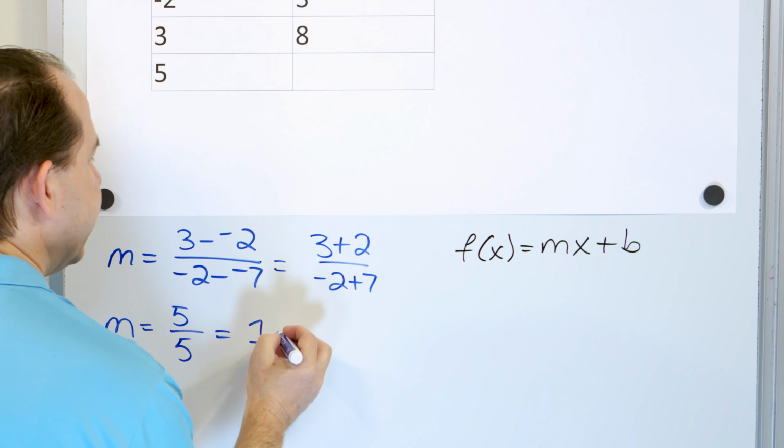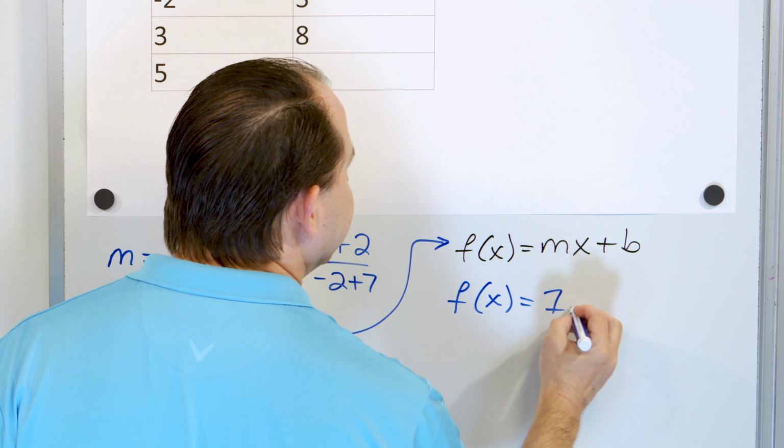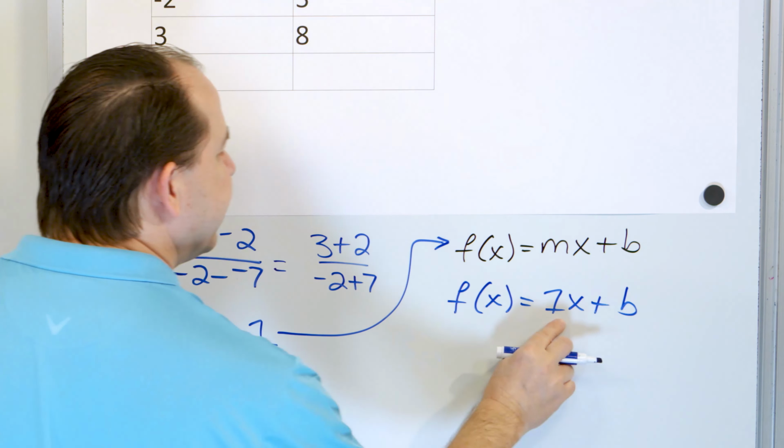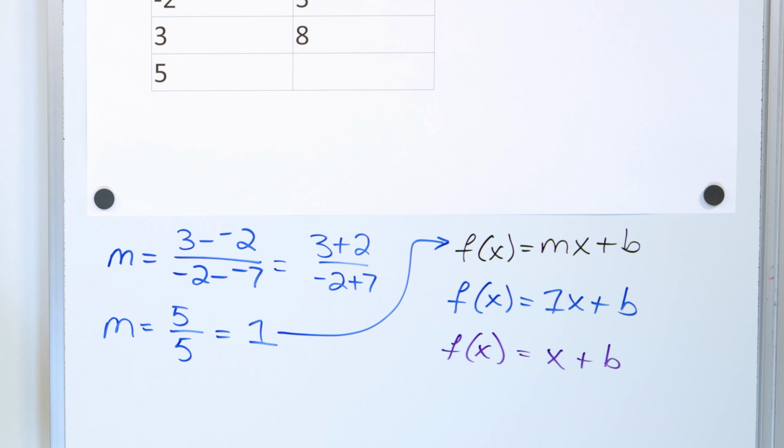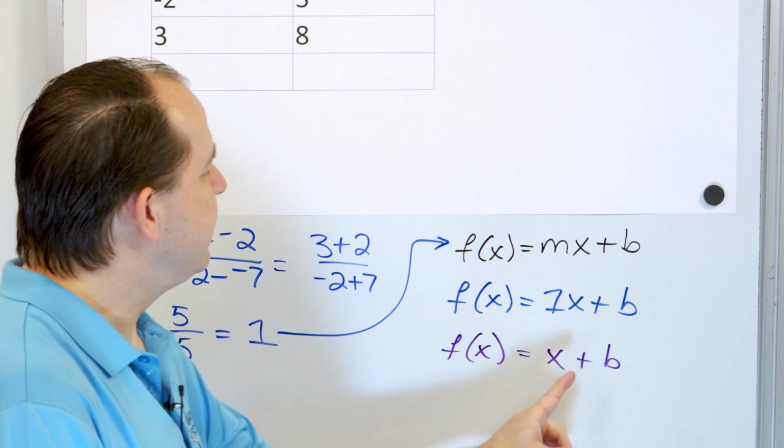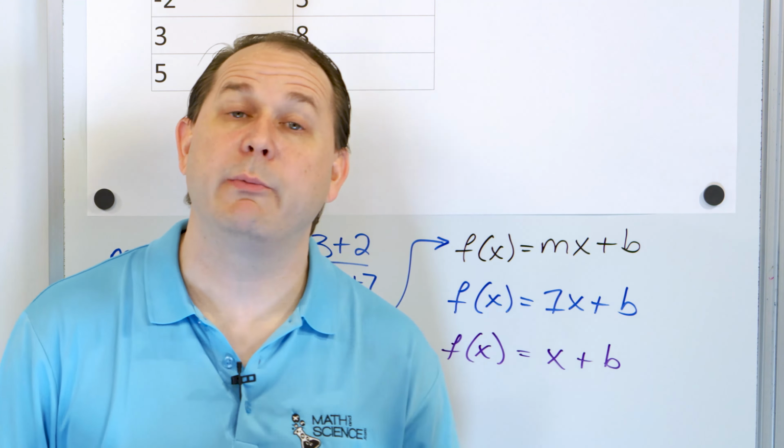So what we can do is take that slope and put it into the equation of the line that we have: f of x is equal to 1 times x plus b, because m is equal to 1. But usually we don't leave the 1 there. That's just a coefficient of 1. So really we'll write it like this: x plus b. This is really getting pretty close to the equation of the line for this situation, but we don't know the y-intercept. But we already learned in the last lesson how to find the y-intercept.